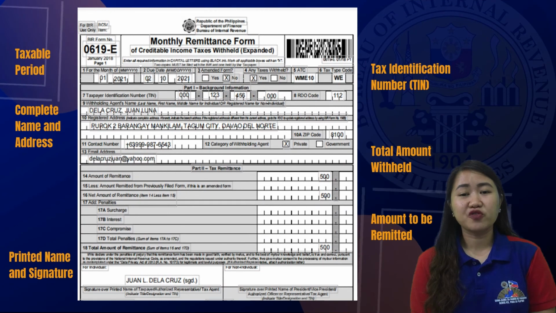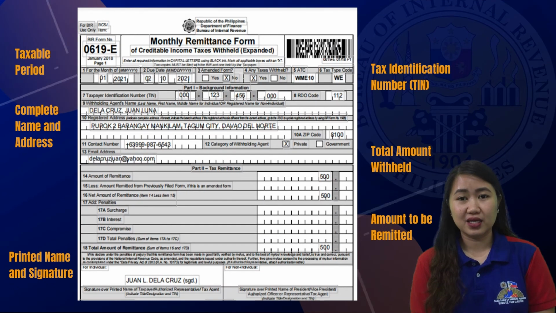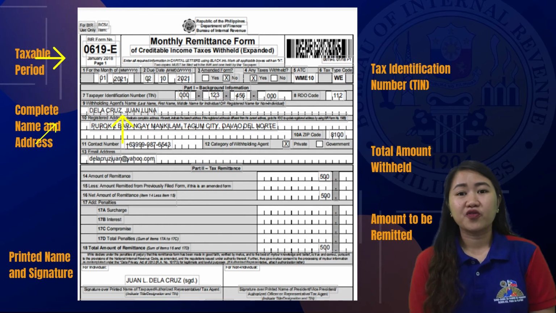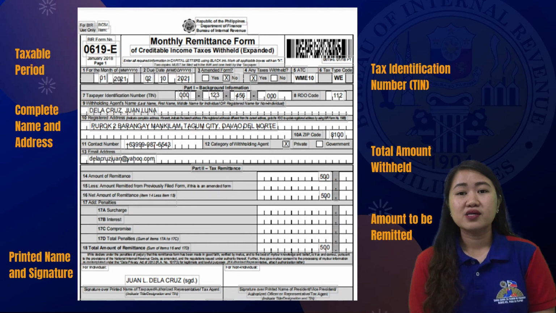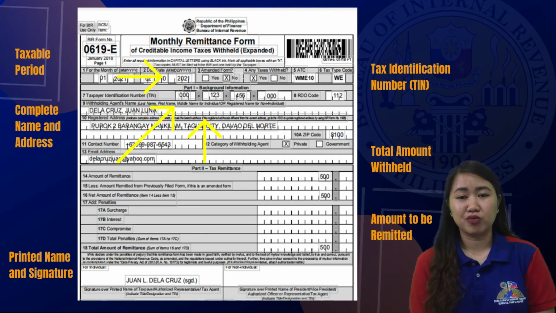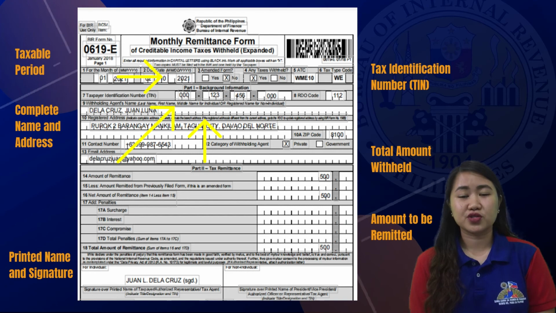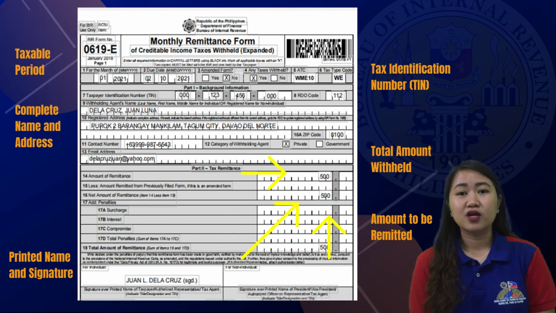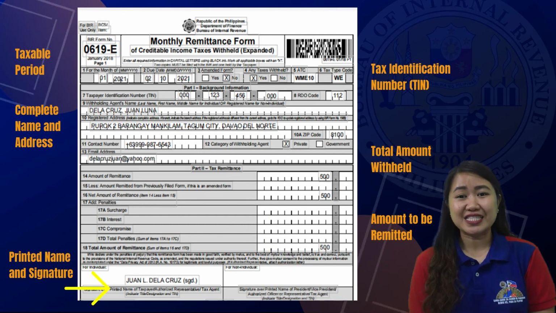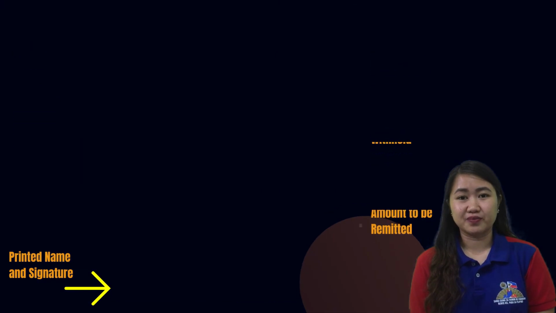In filing BIR form number 0619E, the following data need to be duly filled up. First is the taxable period, where we specify the taxable month the tax is applicable. Second, the tax identification number of the taxpayer. Third, complete name and address of the taxpayer. Fourth, total amount withheld. Fifth, amount to be remitted. And lastly, printed name and signature of the taxpayer.